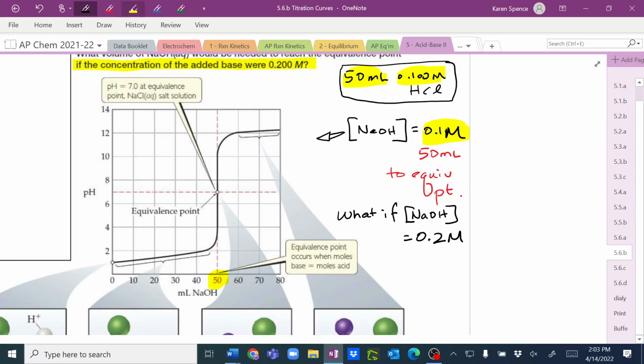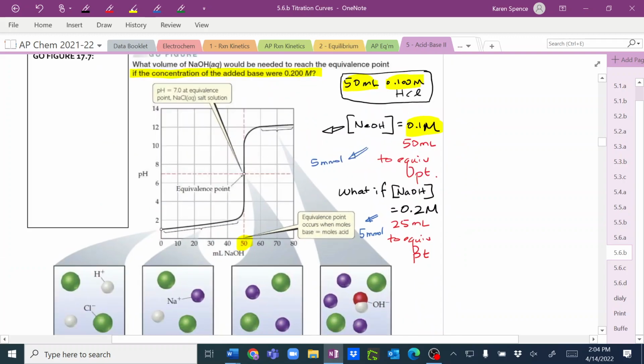Yes, because if we look at this one here, this gives us 5 millimoles of NaOH. And if we have 25 mils to the equivalence point, that also will give us 5 millimoles. That's what I said, wasn't it? Okay, is good?